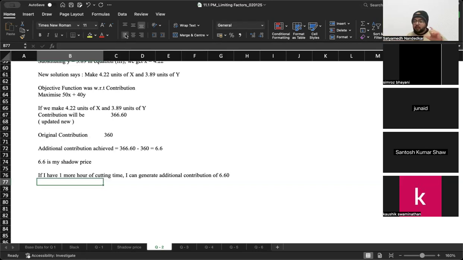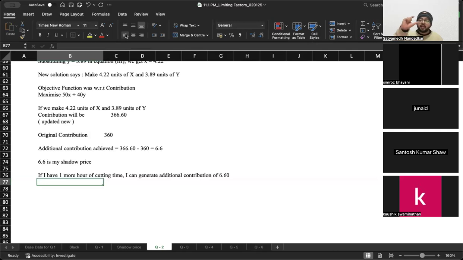ठीक है, and now this labor is negotiating with me for additional money for overtime work. How much should I pay him? Maximum I can go up to is the number 10. Because after using one more hour of additional labor time, I am getting 10 rupees ka contribution, additional contribution. So additional cost must be less than 10 only. It cannot exceed 10. Okay.